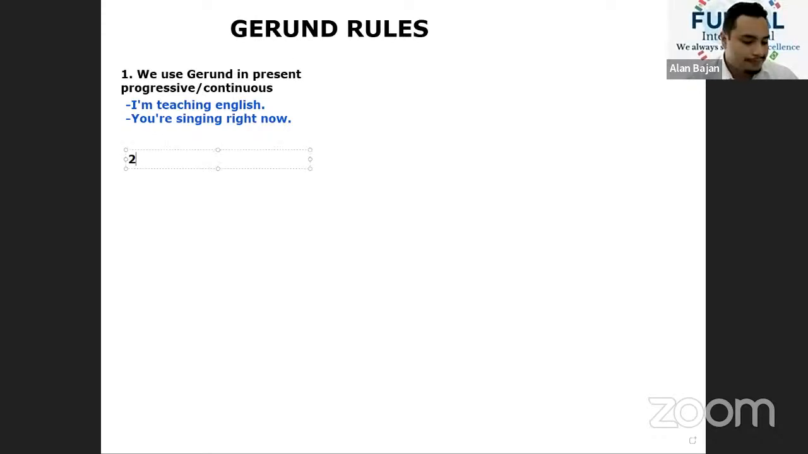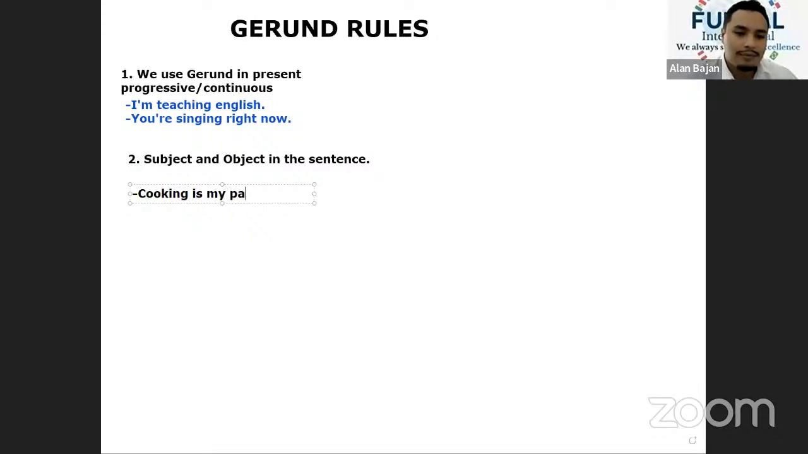Number two. Subject and object in the sentence. For example, when it's subject, gerund is my subject. Cooking is the subject. Cooking is my passion. What is the subject? Cooking.